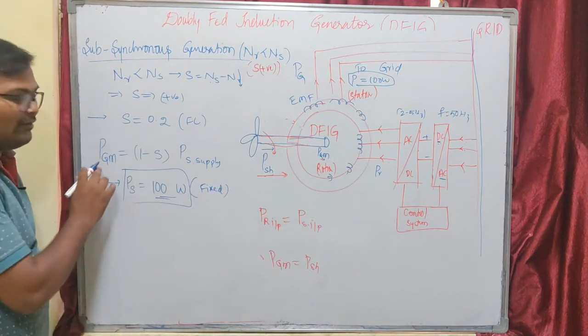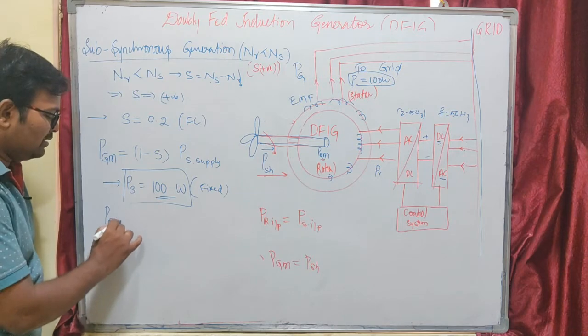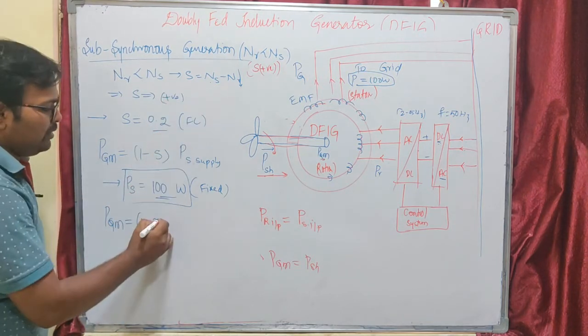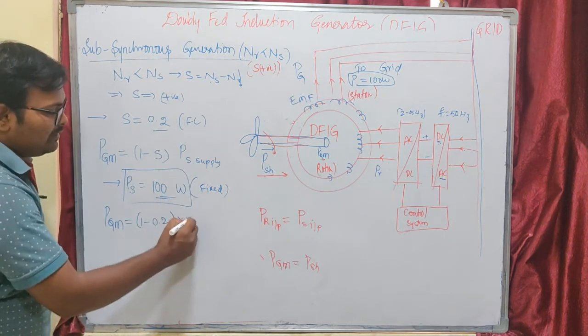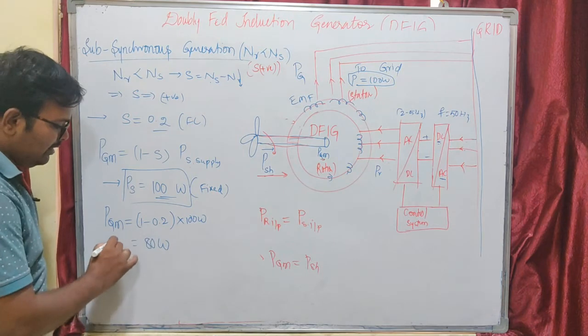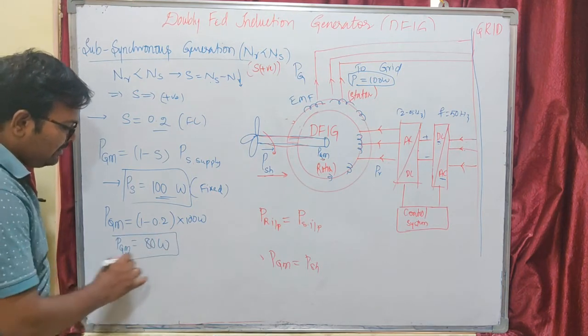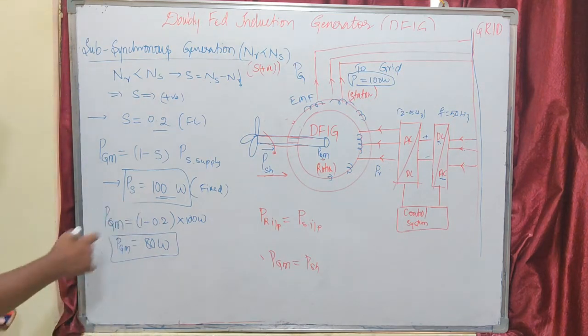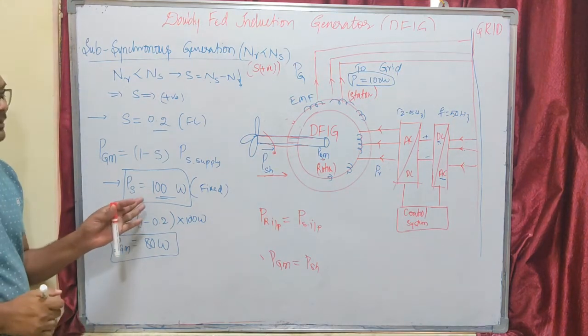Now let us see what is the value of PGM here. PGM, which is nothing but the gross mechanical power developed in the rotor, is equal to 1 minus the slip, which is 0.2, times P supply, which is 100 watts. So what is its value? That is around 80 watts. Our gross mechanical power given to the rotor of our induction machine is 80 watts, but we are supplying 100 watts from the stator.